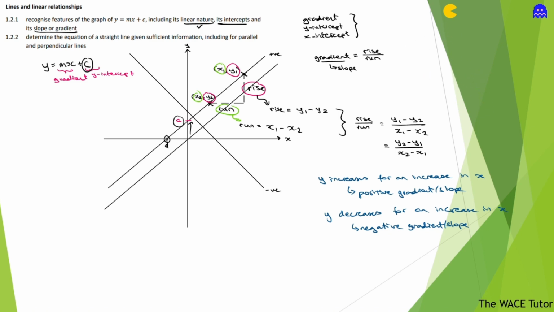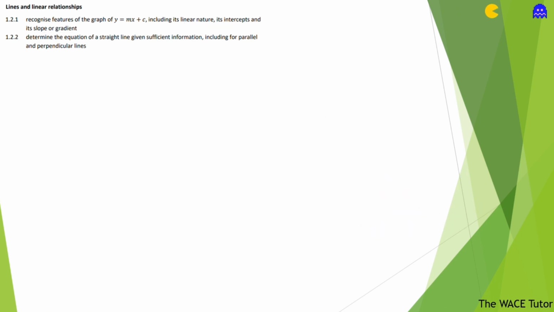All right. Cool. We've had a look at all of that. Now let's move on to the second point. Determining the equation of a straight line given sufficient information, including for parallel and perpendicular lines. Okay, so in this case here, what we're trying to do, I'll expand on this a little bit. Determining the equation of a straight line, we have to go from the equation to the graph, and we also need to go from the graph to the equation. So this is kind of a double-sided arrow. These are the two skills that we need to develop through this module.